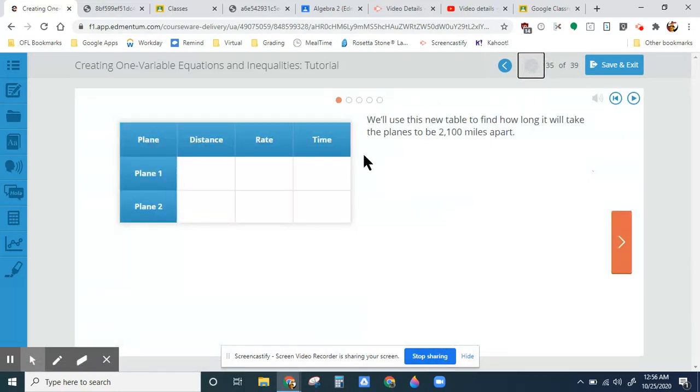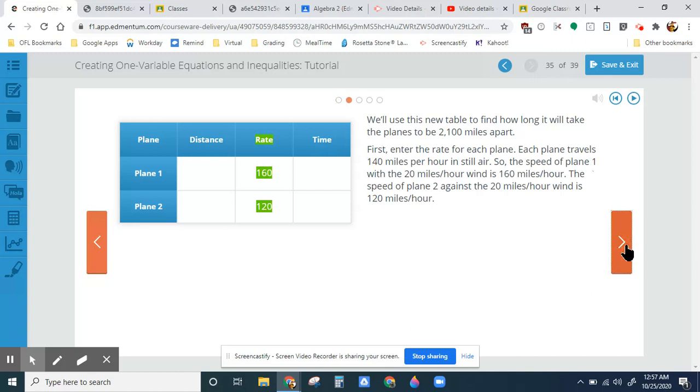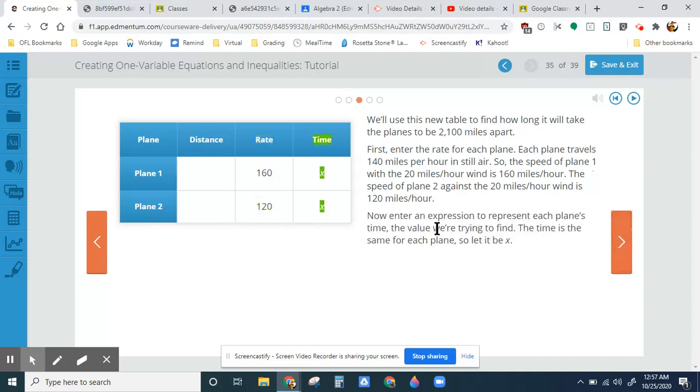So let's try this. We'll use the information in the table below to find out how long it will take for the airplanes to be 2,100 miles apart. Now we have their rate. Don't forget, we're adding the wind to this one and subtracting the wind from that one. So 140 plus 20 is 160, and 140 minus 20 is 120. It's going to be the same amount of time because they're still leaving at the same time. We just need to figure out the distance.